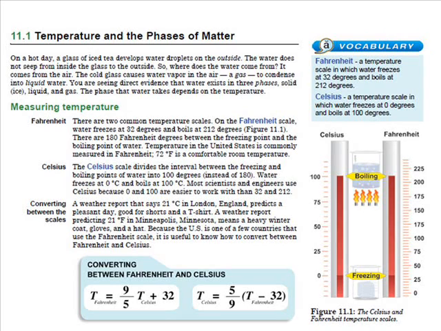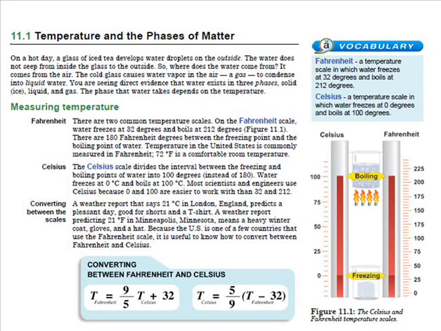Measuring temperature. There are two common temperature scales. On the Fahrenheit scale, water freezes at 32 degrees and boils at 212 degrees, figure 11.1. There are 180 Fahrenheit degrees between the freezing point and the boiling point of water. Temperature in the United States is commonly measured in Fahrenheit. 72 degrees Fahrenheit is a comfortable room temperature.